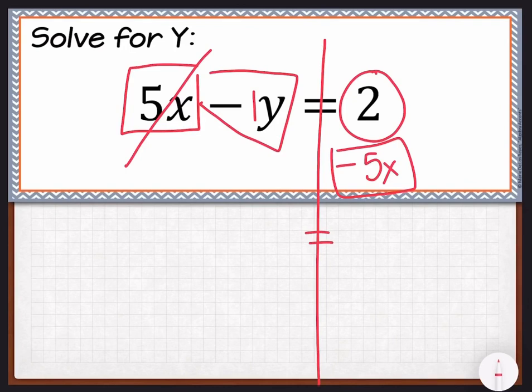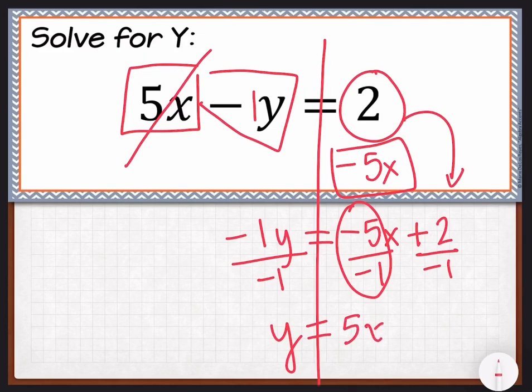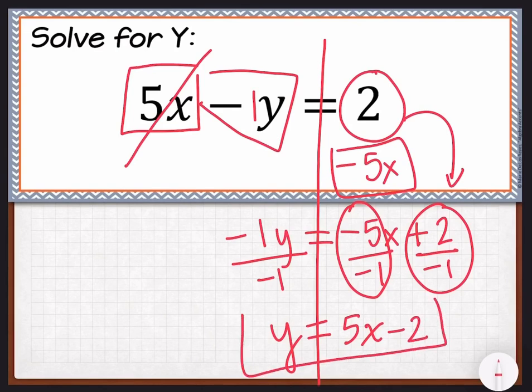Now we're going to rewrite what we have. Negative 1y equals negative 5x, and then the 2 is going to drop down, positive 2. We're going to isolate the variable by dividing by negative 1 so that we can get just y equals. We're going to simplify. Negative 5 divided by negative 1 is 5 with the x. Positive 2 divided by negative 1 is negative 2. So we're going to write it as a minus 2. And then our answer is y equals 5x minus 2.